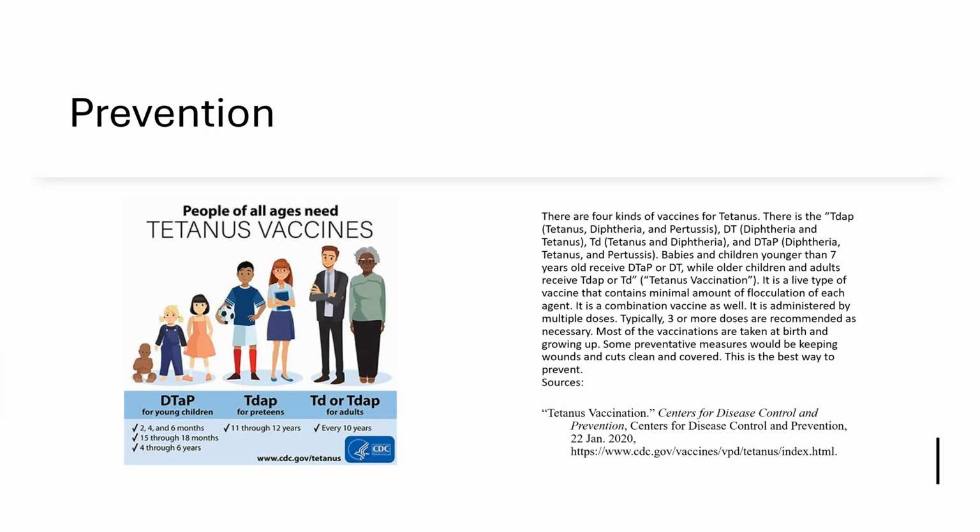It is a live type of vaccine that contains a minimal amount of flocculation of each agent. It is a combination vaccine as well. It is administered by multiple doses. Most medical professionals recommend 3 or more doses. Obviously, if you do develop tetanus, it is recommended to get another vaccine just to keep it updated. However, most of the vaccines are taken at birth or during the time of growing up through childhood or during the lifespan development. Some preventative measures would be keeping wounds clean and covered. This is the best way to prevent developing tetanus.